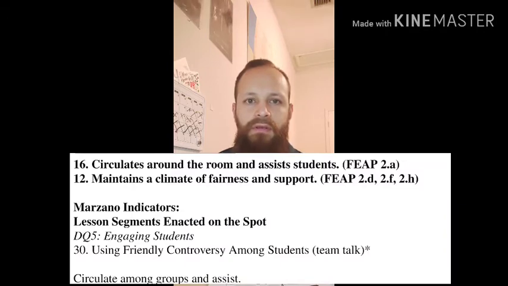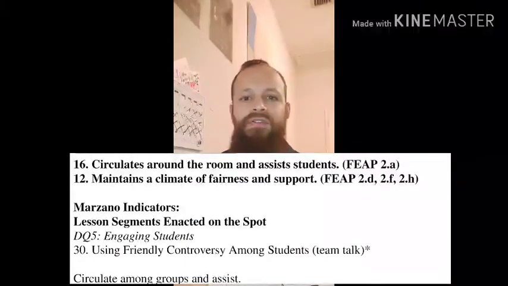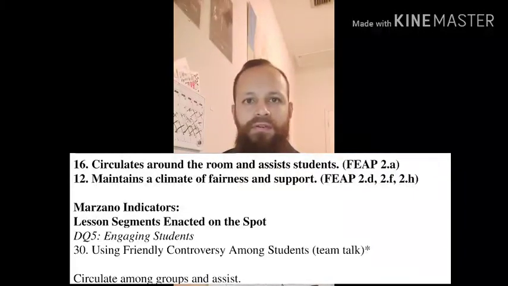As the students are writing their conclusions, you will circulate around the room and assist students. Initiating indicator number 16, circulates around the room and assists students. Number 12 as well, maintains a climate of fairness and support, ensuring that support is equally distributed throughout the class.